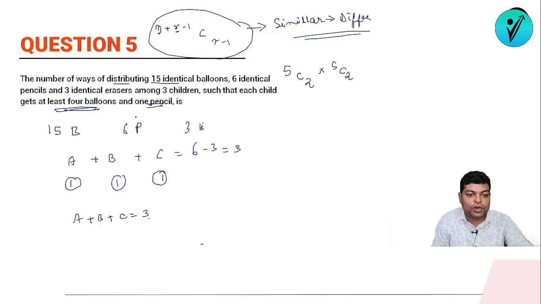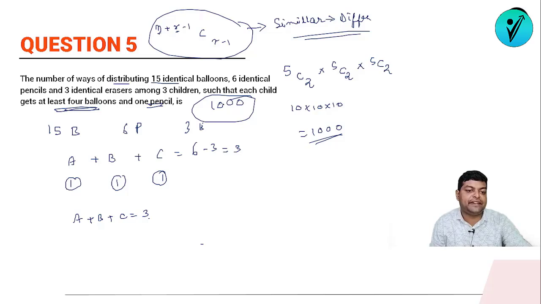Okay. Similarly, we have to distribute 3 erasers. So again A, B and C, we have to distribute 3 articles. Again it will be done in 5C2 ways. If you calculate the value of 5C2, it is 10. So it is 10 into 10 into 10. So in how many ways can we do it? The distribution can be done in 1000 different ways.